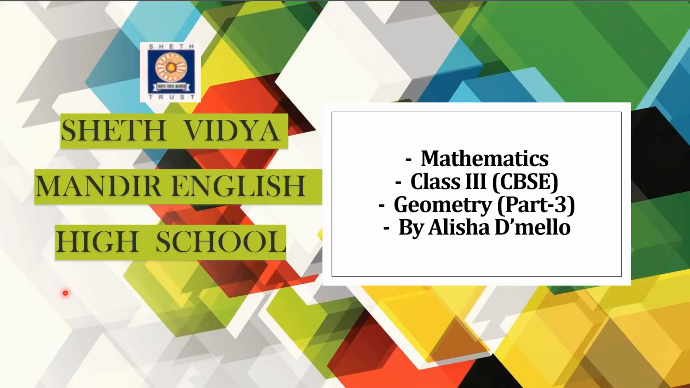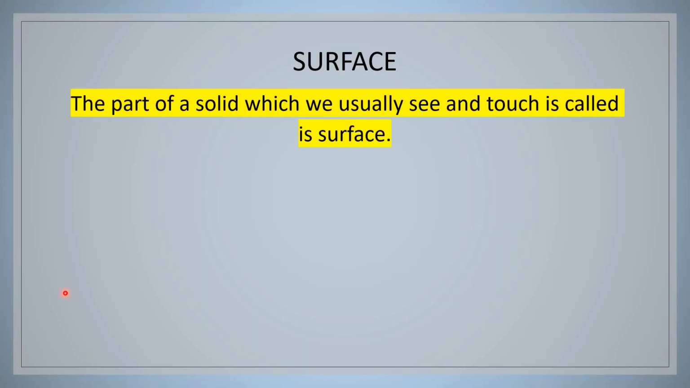Chapter with part 3. So we are going to study surface. Now what is the meaning of surface? The part of the solid which is usually seen and touched is called surface. That means, let's see an example. This is a ball. Now we can hold the ball, so we can feel and we can see the surface of the ball. That means these black lines and this orange part of the ball can be seen and we can touch it. When we hold it, that means we touch it. That means this outer part is the surface of the ball.